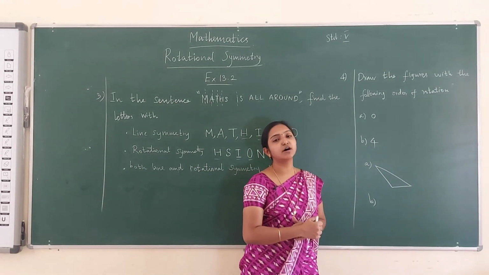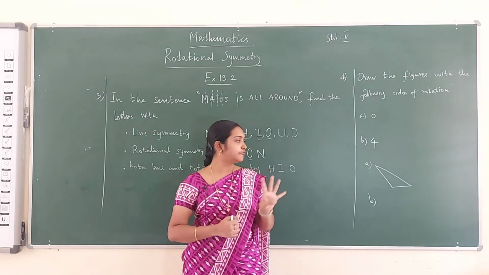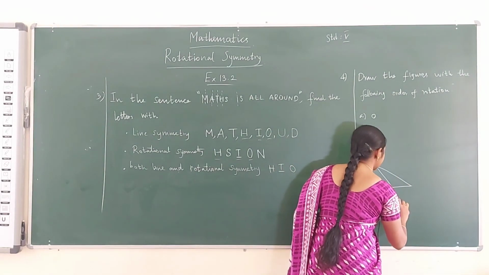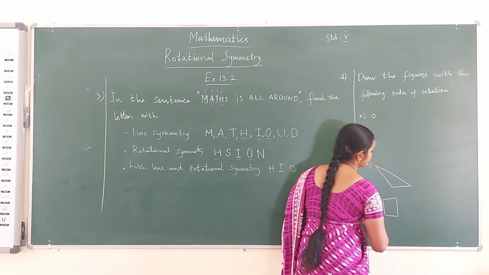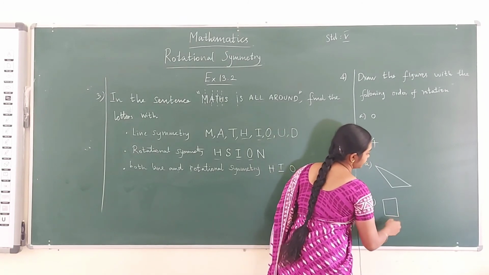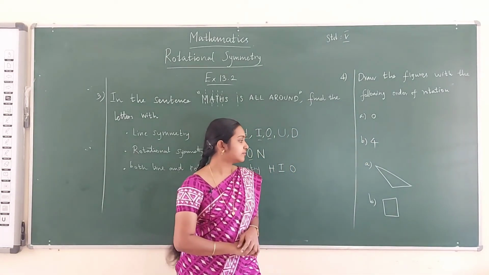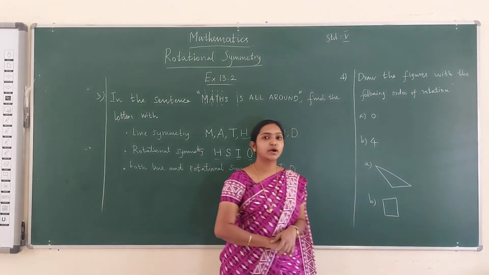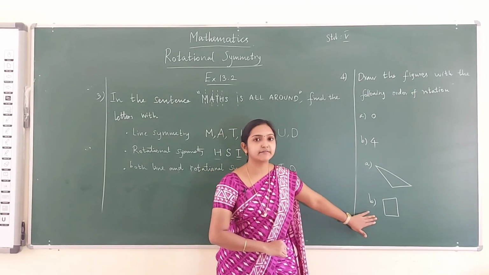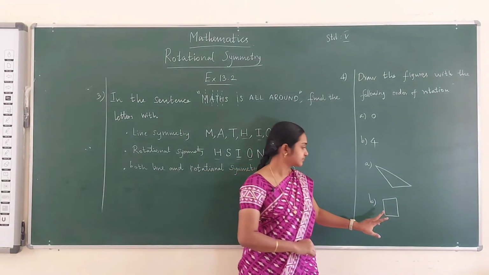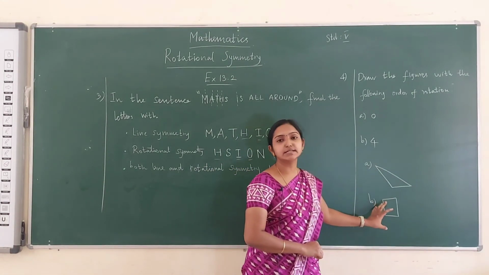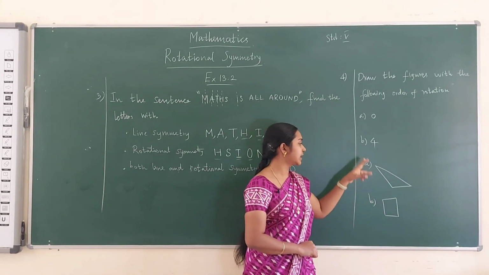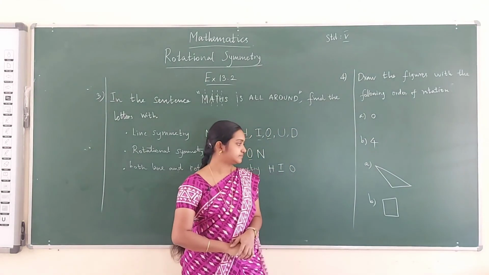Next, we have to draw an image which is having 4 rotational symmetry. We already saw that the order of rotational symmetry of a square is 4. So, square is having 4 rotational symmetry. If you rotate it, it will look the same as the original for 4 times. So, for B the answer is square, for A the answer is scalene triangle.